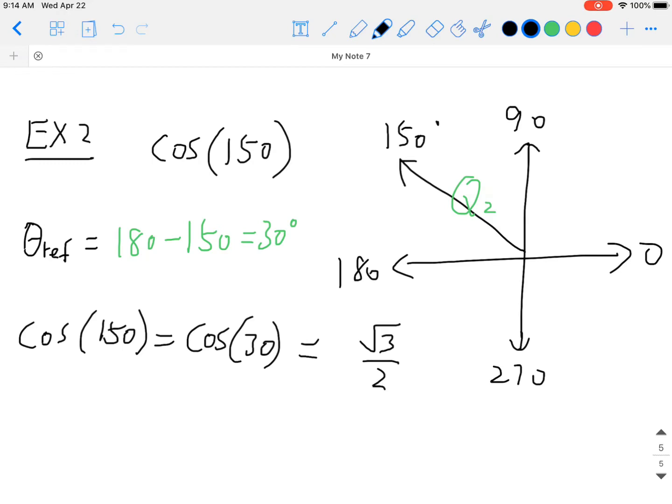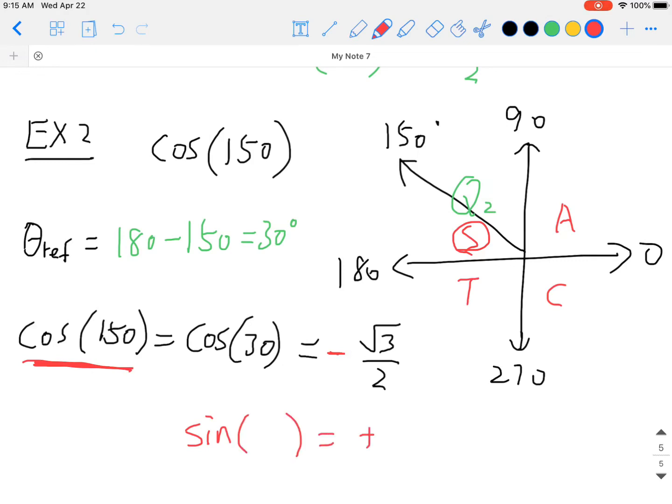But again, we have to determine the sign, whether it is positive or negative here. Then you have to check the quadrant. All Students Take Calculus. And this is in quadrant 2. So S stands for only sine is positive. And this is cosine, so the sign here will be negative. In other words, if this were sine, then it would be positive.